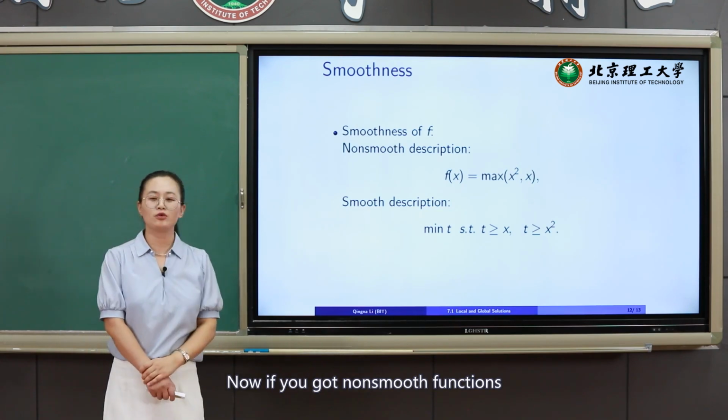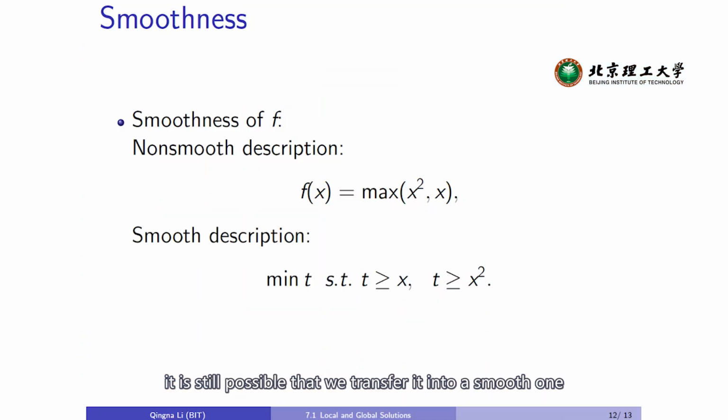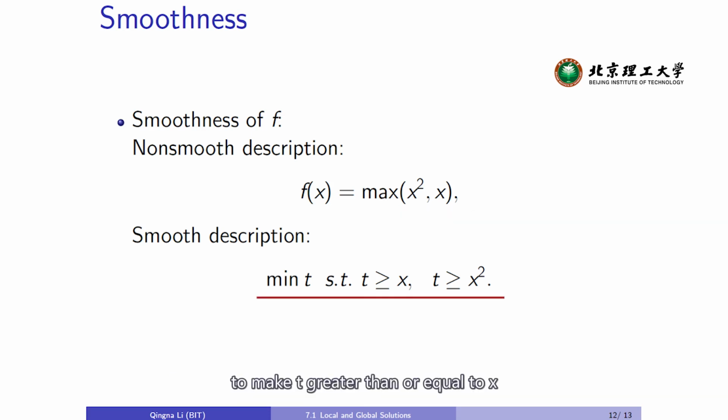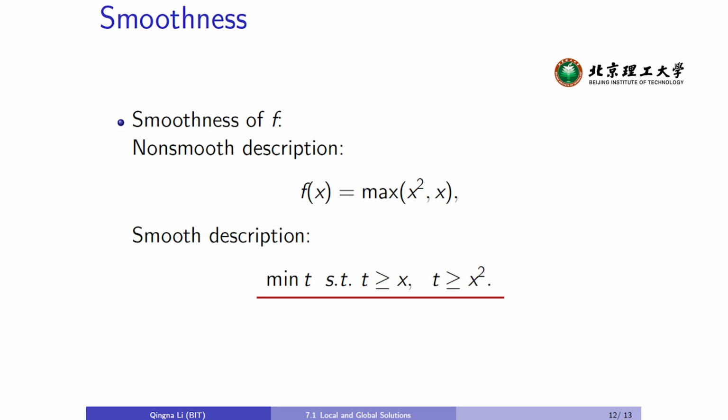Now, if we go to non-smooth functions, it is still possible that we transform them into smooth ones. For example, if we get the function as a max function, then we can introduce a variable t such that t is greater than or equal to x and greater than or equal to x squared. By minimizing f(x), we can get that this t must equal the max of the two terms. Okay? So in other words, for piecewise linear functions, we can always transform them into the smooth case.